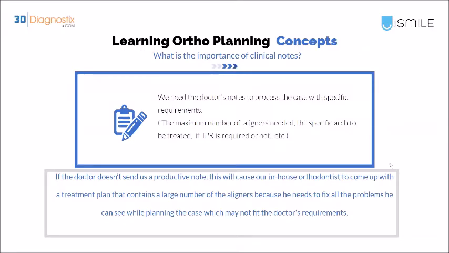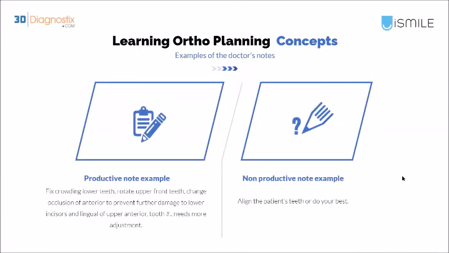If the doctor doesn't provide us a productive note or any note, this will cause our in-house orthodontist to come up with a treatment plan that contains a large number of aligners, because he needs to fix all the problems he can see while planning the case, which may not fit the doctor's requirements. And hence, the case will be a lot of aligners. Talking about the productive note versus the non-productive note.